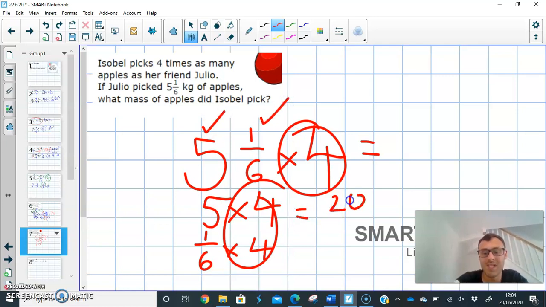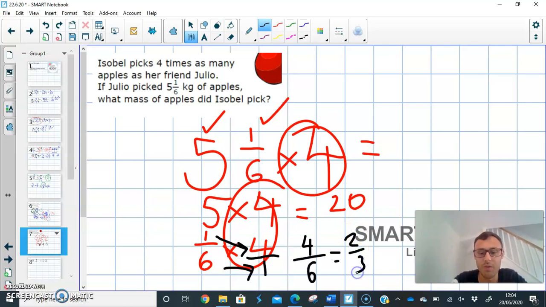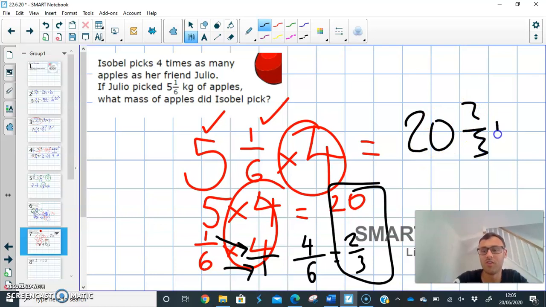Well, 5 4s are 20. 1/6 times by 4, I can't do it at the moment, so I'm going to make it 4/1 because remember, a number is a fraction, it just becomes itself over 1. So 10 is 10/1, so 4 becomes 4/1. And then I do top times top, bottom times bottom. 4 times by 1 is 4. 6 times by 1 is 6. So it becomes 4/6, and we can simplify that to 2/3. Put those back together, so we get 20 and 2/3 kg. That would be how much is picked.